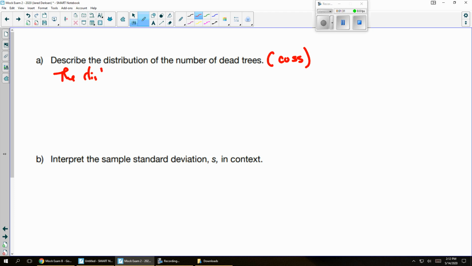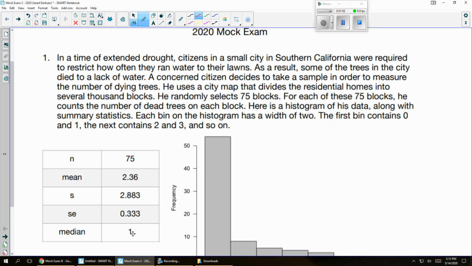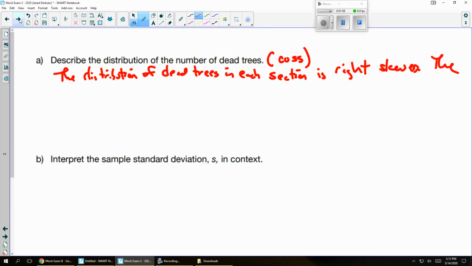The distribution of dead trees in each section, always want to put it in context, is right skewed. It told me over here that the median was 1 and the mean was 2.36. You could list either one of those, especially since they've given it to you. So I would say the median is 1 tree. And I chose the median personally because it's right skewed, and so that's perhaps a better representation.